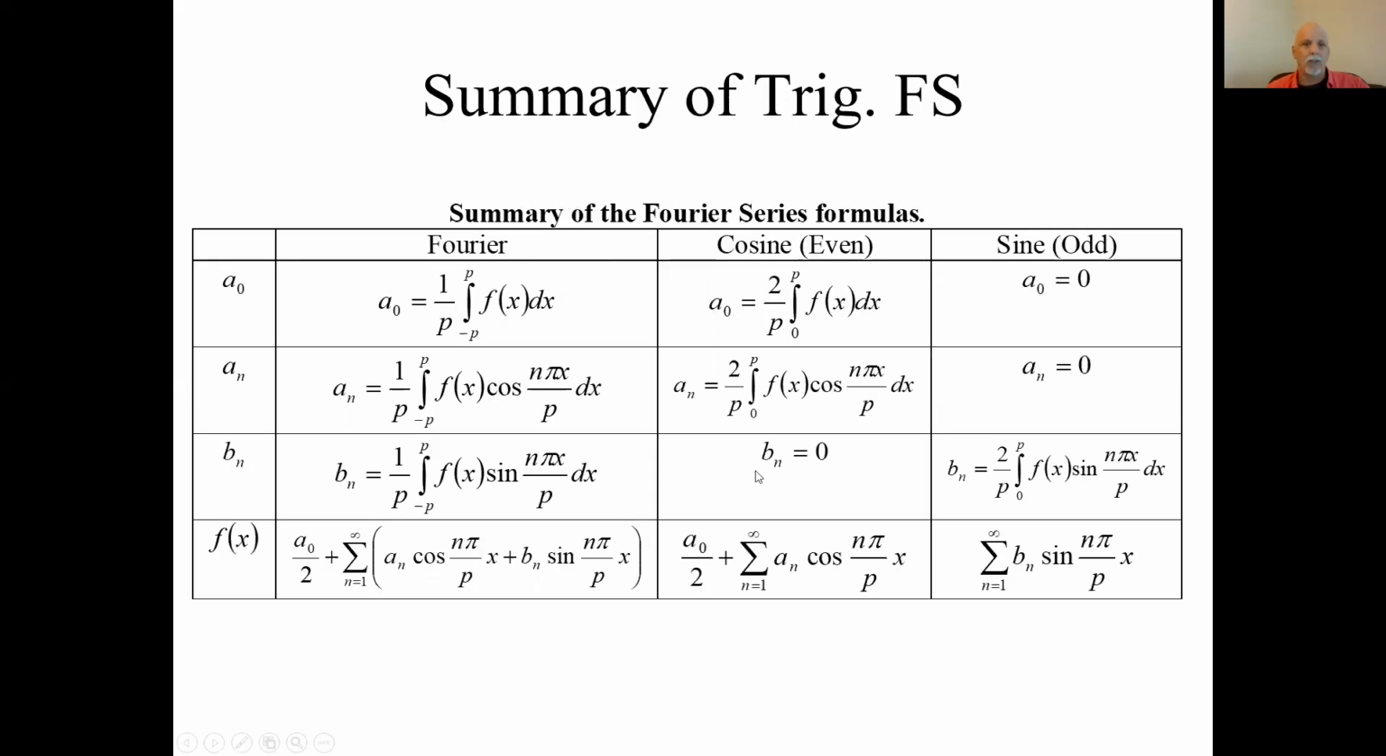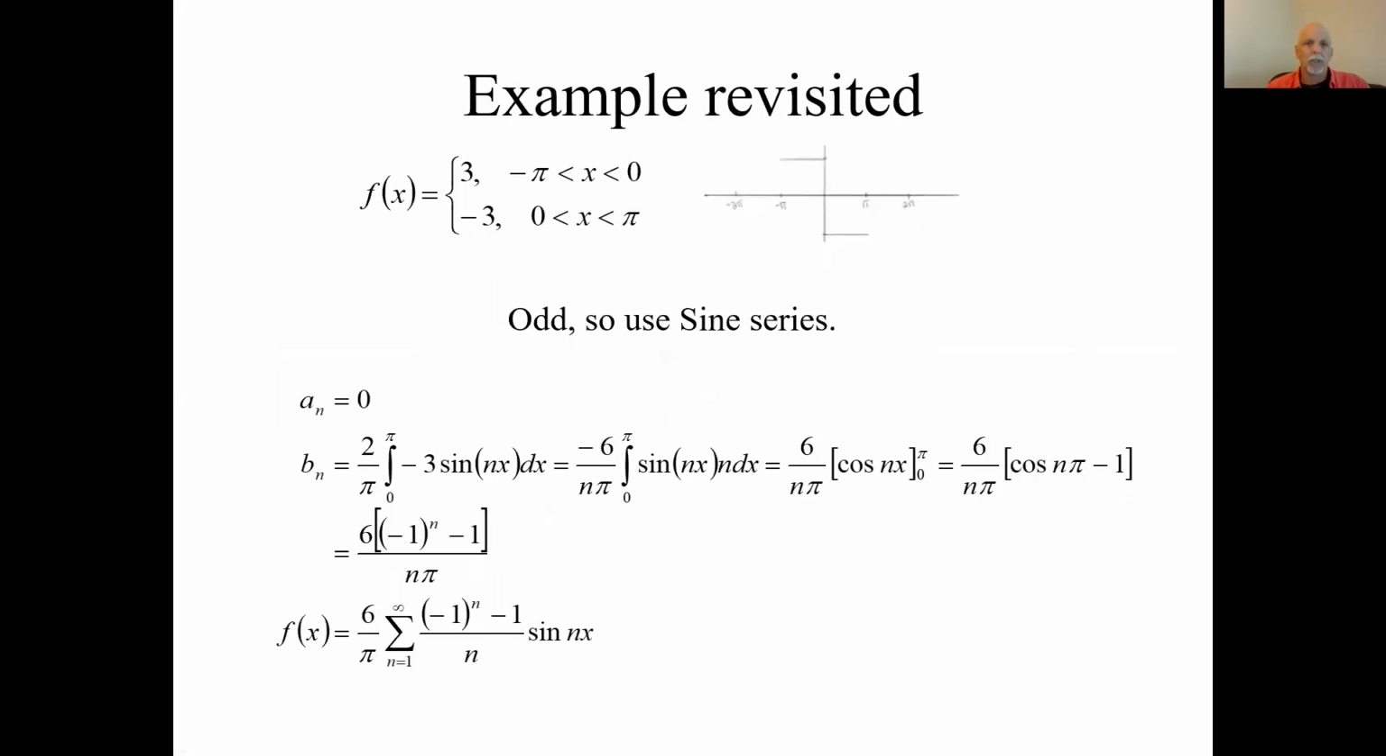You put it all together. If you know you have an even function, it simplifies. Use this middle column. If you know you have an odd function, use this right column. If you're stuck with finding the Fourier series of a function that's neither even nor odd, you're stuck with this left column. That's the general formula for a trigonometric Fourier series.